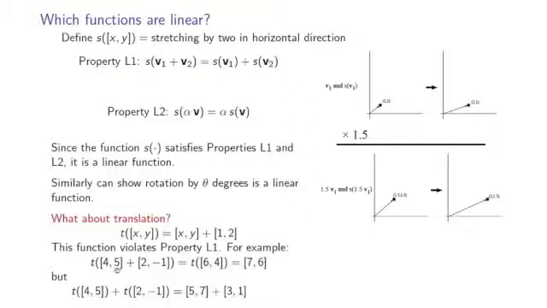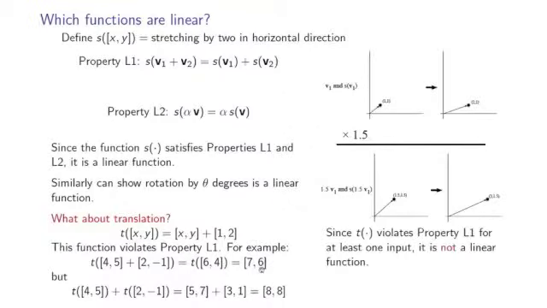On the other hand, translation of (4, 5) plus the translation of (2, -1) is the vector (5, 7) plus (3, 1), which is (8, 8). So they don't match up. Property L1 is violated. So this function is not a linear function. In fact, you can show that this function doesn't satisfy property L2 either.